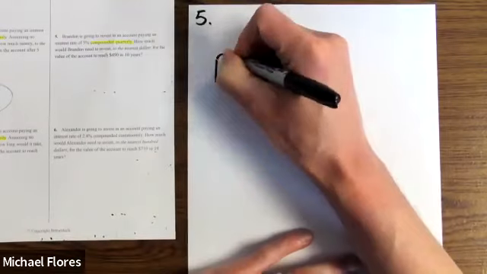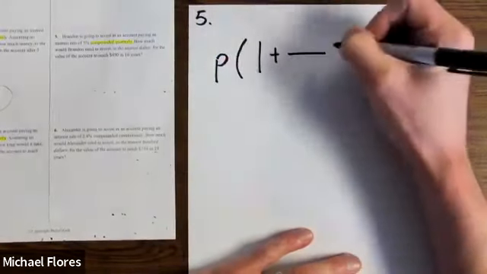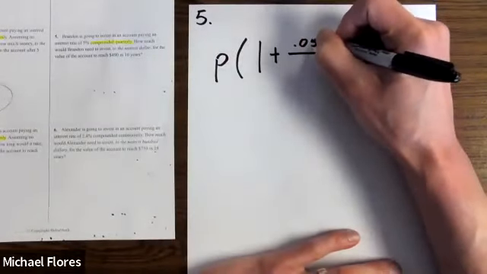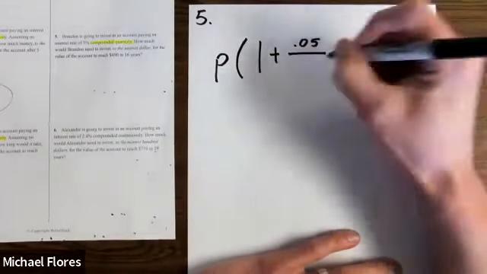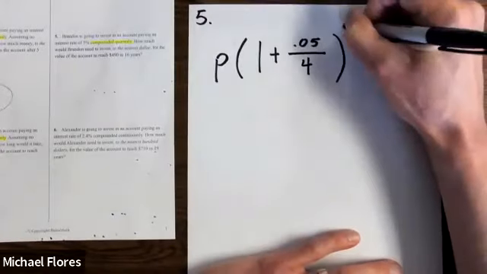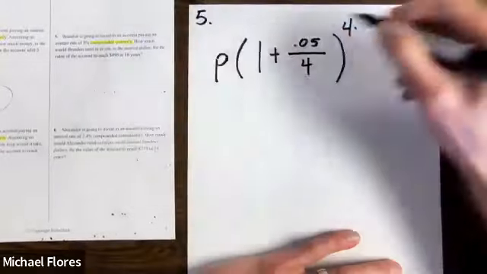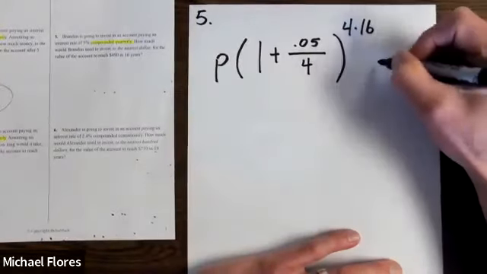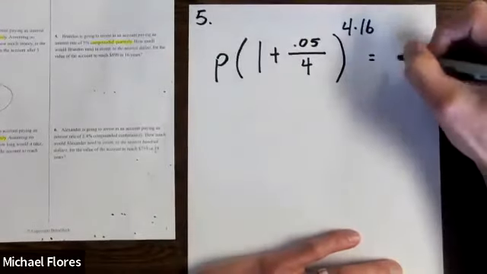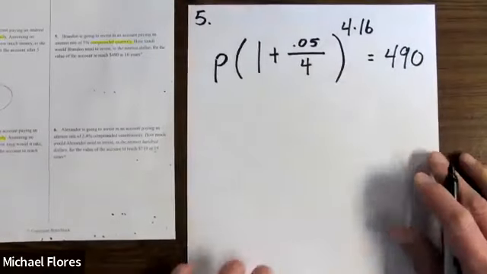So I'm going to start with P times 1 plus, okay, the rate here is 5%, so 0.05. We are compounding quarterly, that'd be 4 times. Raised to the amount of times we're compounding times time, which they tell us is 16 years. And we're trying to solve for how much we would need to invest for us to get to $490.